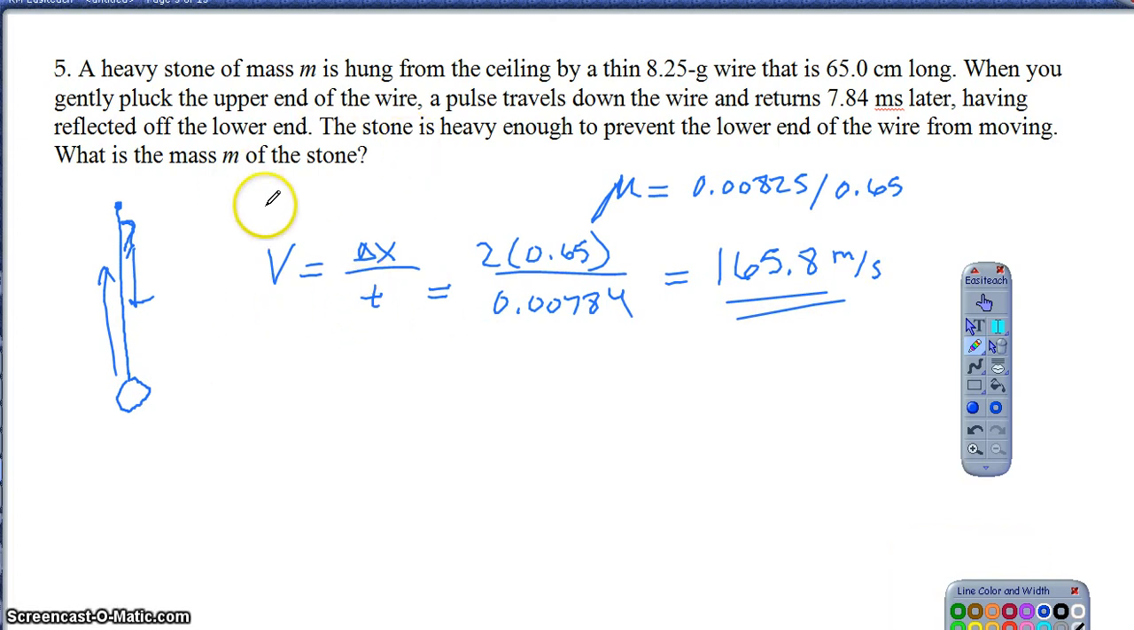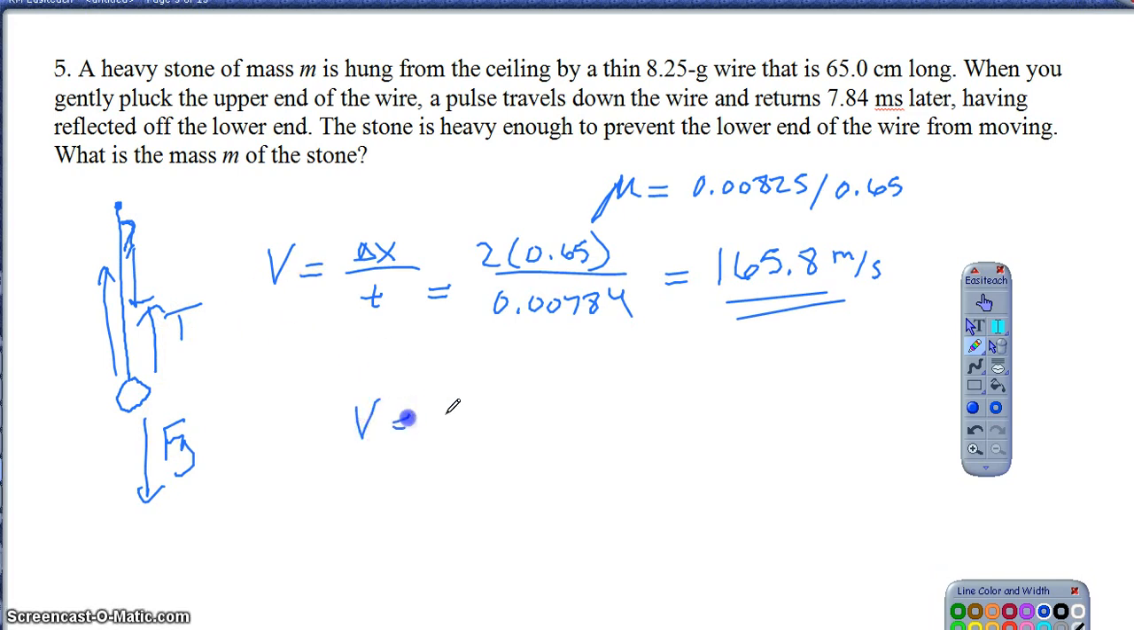So then they ask us, how heavy is the stone? Well, to find out how heavy the stone is, I know that the stone is going to be pulling down with the force of gravity. If I could find that force of gravity, I could easily just divide by 9.8 to find the mass of the stone, right? So how does force of gravity relate to this question? Well, the force of gravity is going to be equal and opposite to the tension in the string, right? And so that's what's going to tie all of this together.